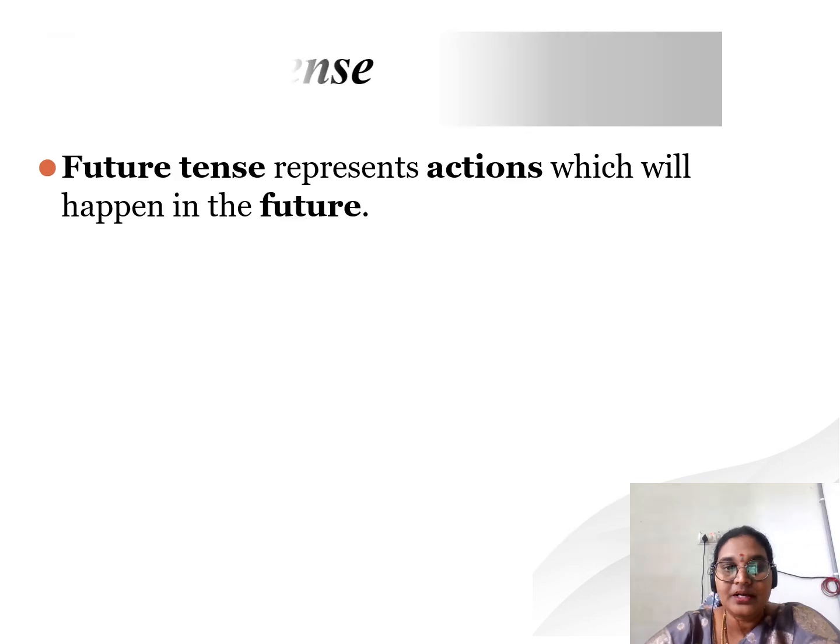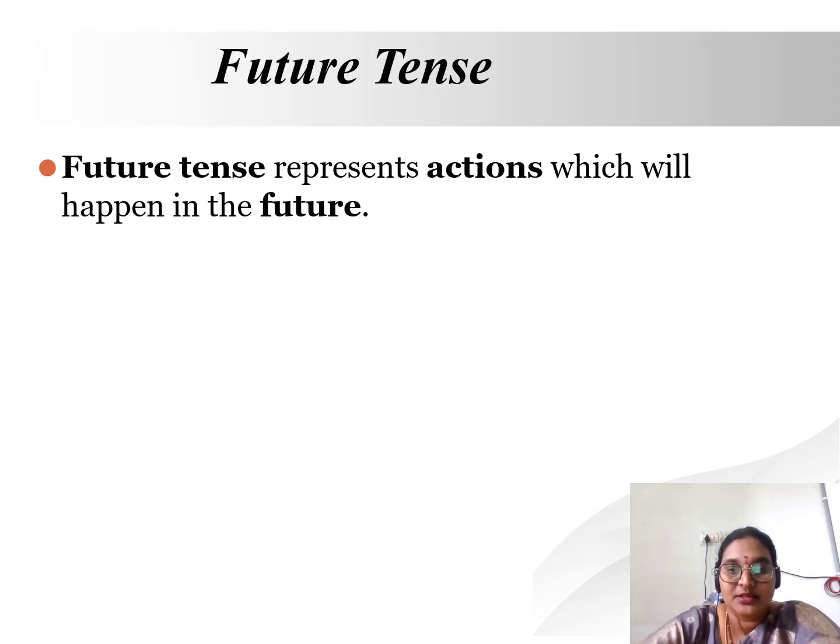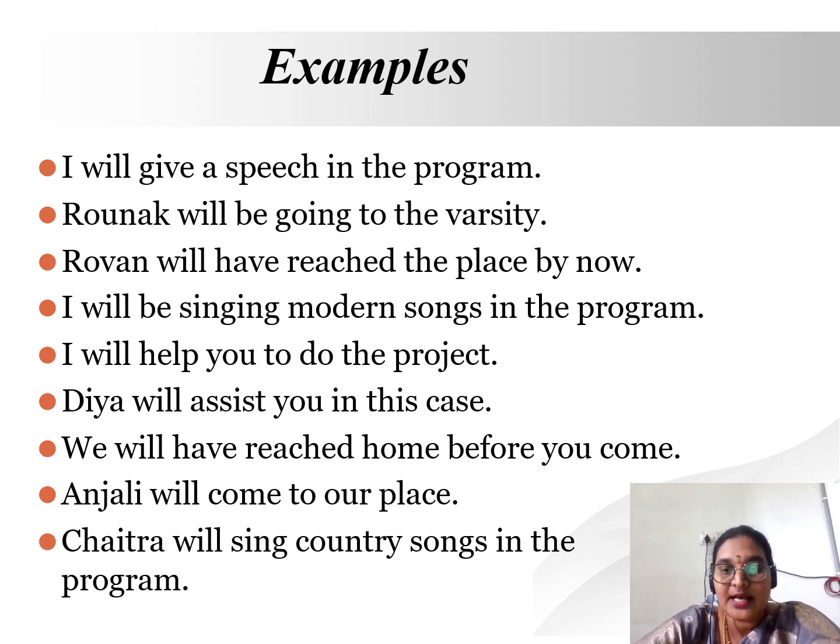And coming to the last, or else we can say the future time, to represent our future actions, we can take the help of future tense. And future tense represents actions which will happen in the future. So if you can see the examples of different forms of sentences of future tense, you can see over here. I'll give a speech in the program. Raunak will be going to the varsity. Rowan will have reached the place by now, and I will be singing modern songs in the program, and I will help you to do the project.